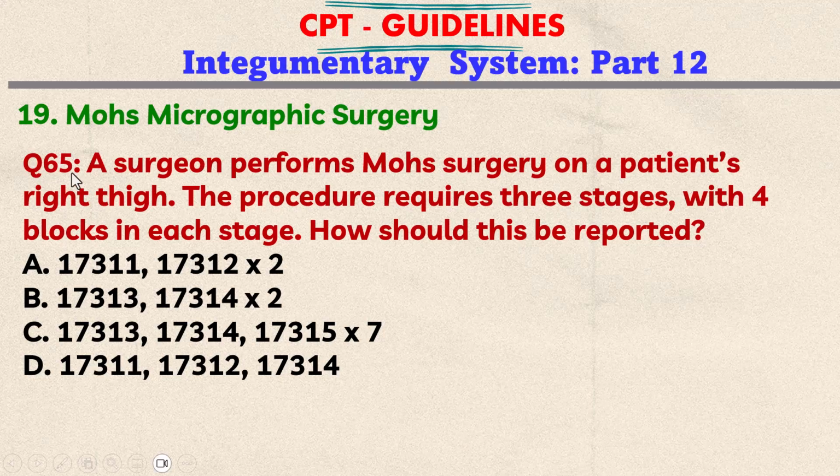Question number 65. A surgeon performs Mohs surgery on a patient's right thigh. The procedure requires 3 stages with 4 blocks in each stage. How should this be reported? So there are 4 answers available. Take your CPT codebook and find the answer. So here you have to highlight this is Mohs surgery on right thigh, 3 stages with 4 blocks in each stage. So let's use the alphabetic index.